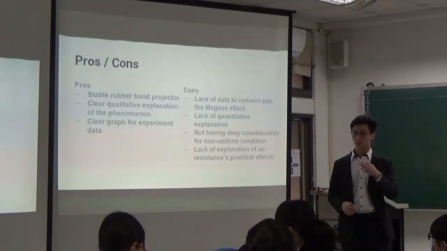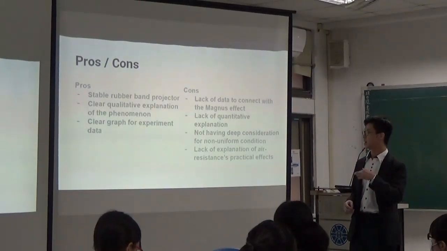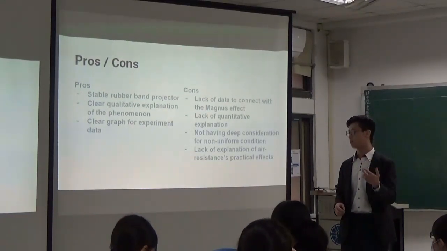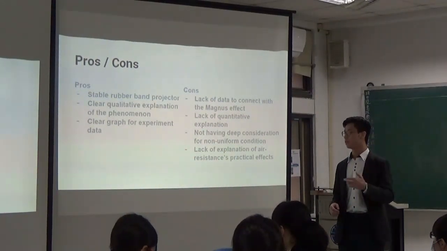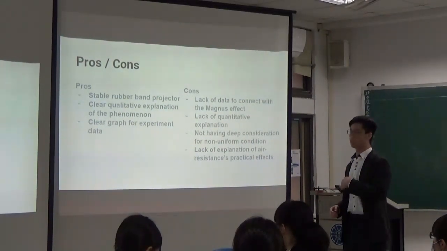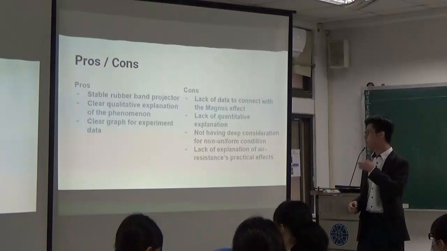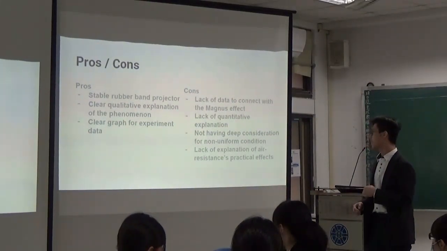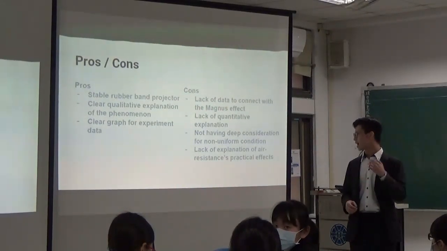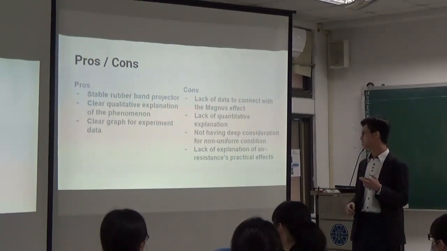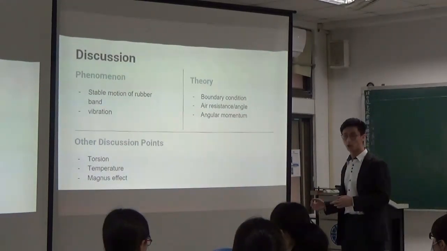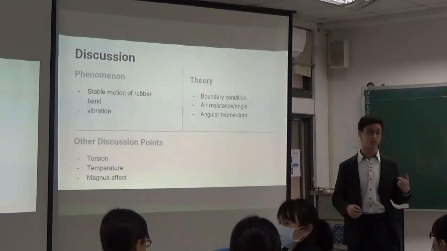The reporter built a stable rubber band projector, and they have a clear qualitative explanation of the phenomenon, and they also have a clear graph for the experiment data. However, they lack data to connect with the Magnus effect, and also lack quantitative explanation, and did not give deep consideration to the non-uniform condition. And they lack explanation of air resistance's practical effects. Here are some discussion points I would like to discuss in the next section.